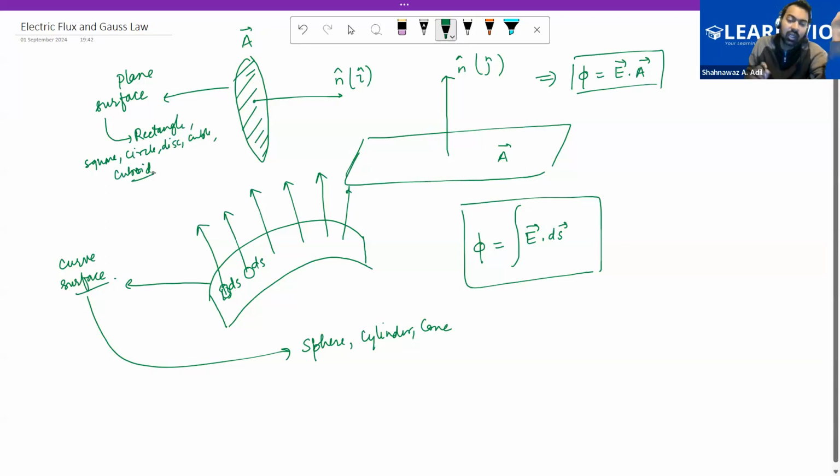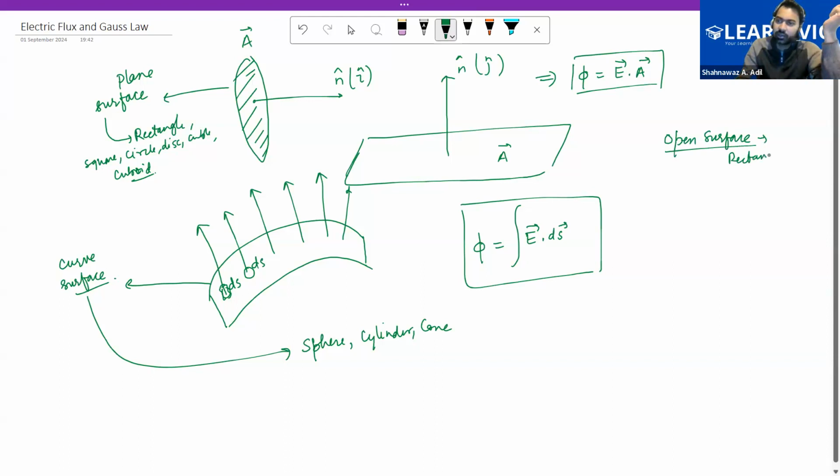But can you tell me what is the difference between rectangle, square, circle, disc, and cube and cuboid? So these two and all the rest. What is the difference between all these things? The sides. Yeah. So rectangle, square, circle, disc, that is an open surface. So this is not closed, it is open, right?